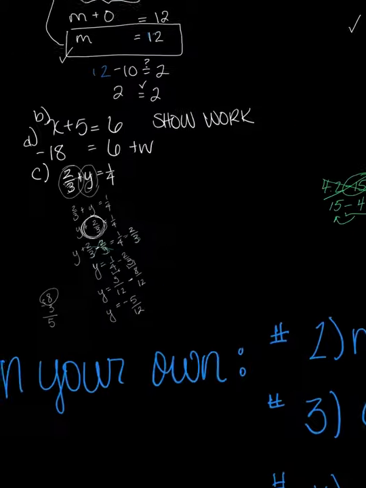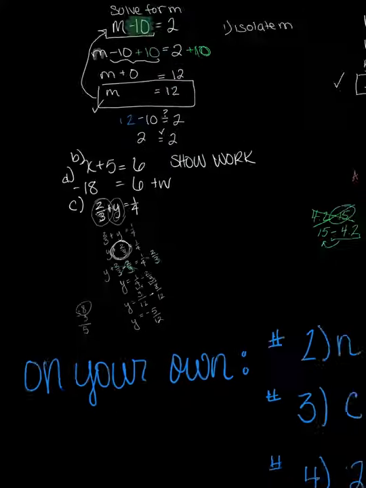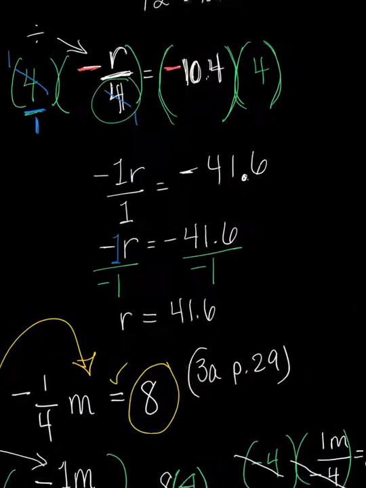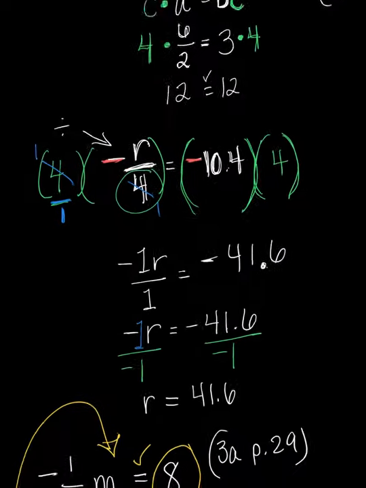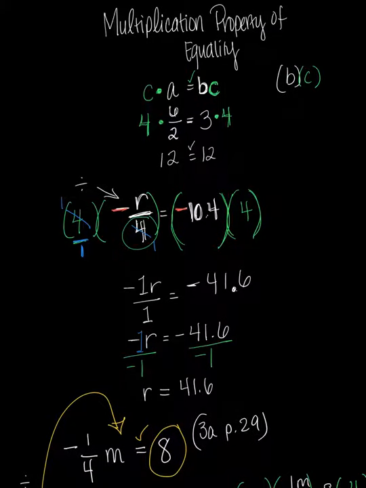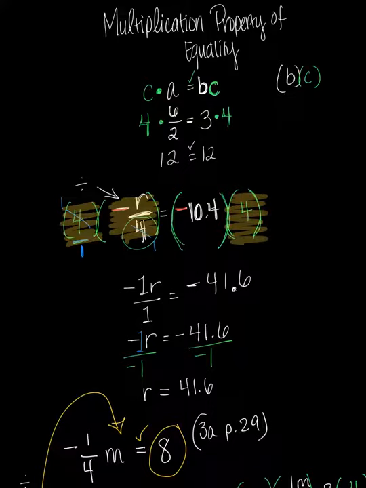If I have a situation where I'm dividing, here I have negative r divided by 4. If I'm dividing, I end up having to multiply, and what I do to one side, I've got to do to the other, and then solve it out for my solution.